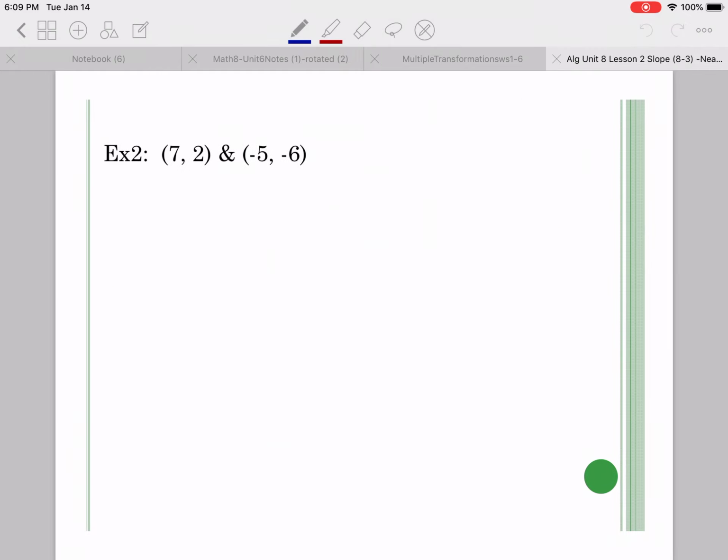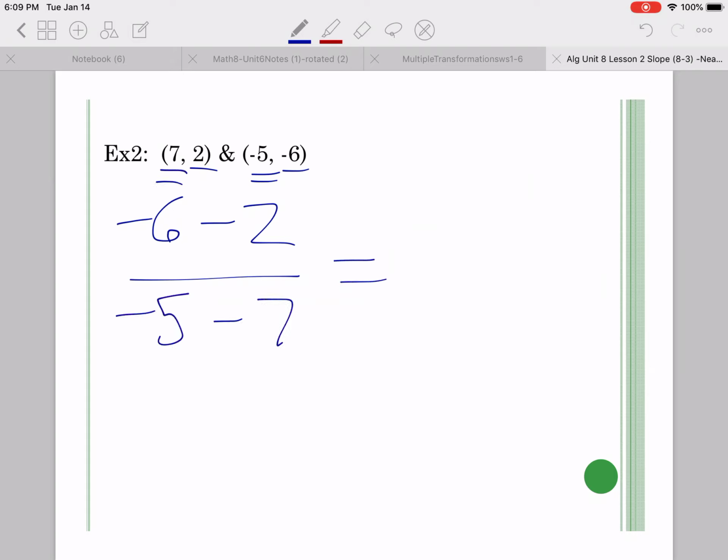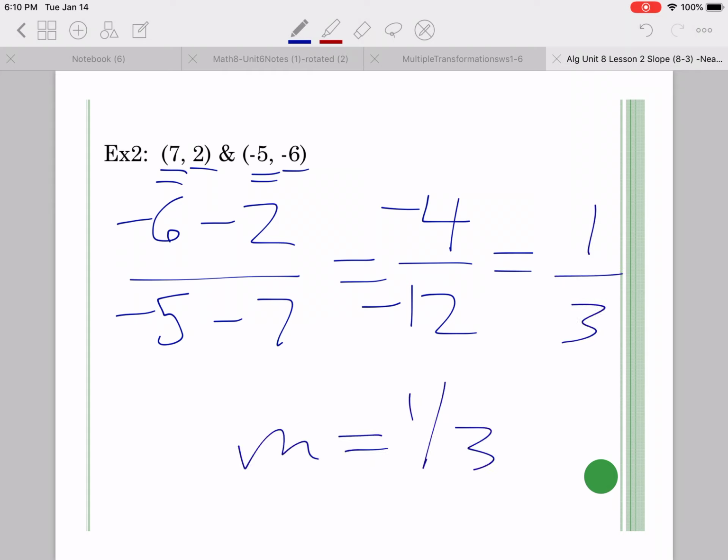Let's look at example number 2. So here we're going to take the second y, negative 6, minus the first y, which is 2, divided by the second x, which is negative 5, minus the first x, which is 7. Negative 6 minus 2 is negative 8, and then negative 5 minus 7 is negative 12. Notice if we can reduce, we definitely want to do that. So that would reduce down to 2/3, so our slope here would be a slope of 2/3.